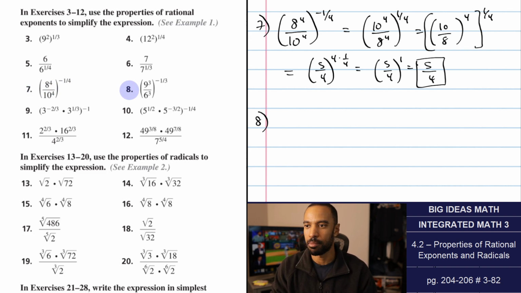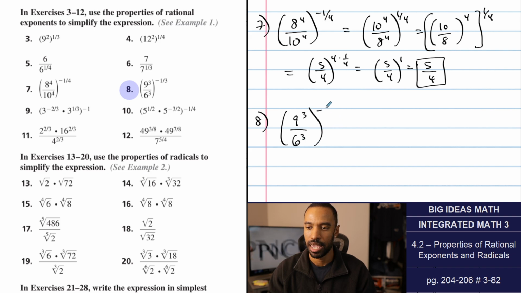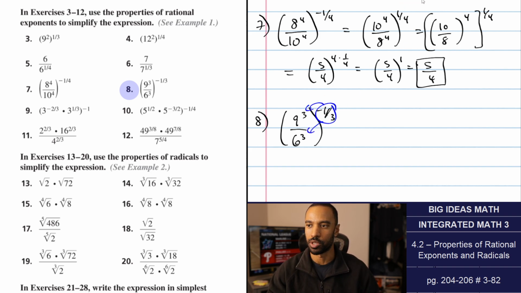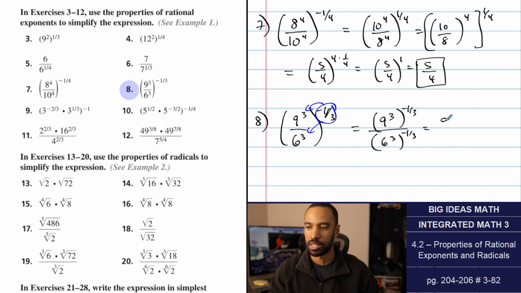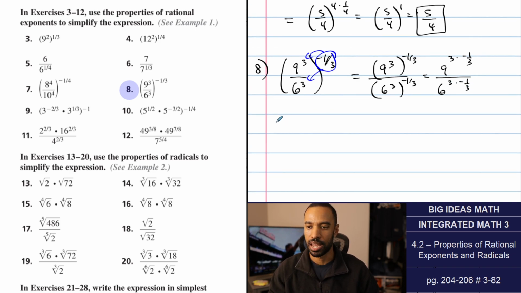So number 8 is more of the same. Maybe let's do this one that opposite way. Maybe even this time we'll take care of the negative later. So let's do this in kind of a different format this time. This time, let's infuse that negative 1/3 right now. It goes straight into these ones right here, where it becomes 9 cubed to the negative 1/3 power divided by 6 cubed to the negative 1/3 power. Okay, like that. Which means the 3 multiplies by negative 1/3 on both of these. Like that. 3 times negative 1/3 is negative 1 on both of those.